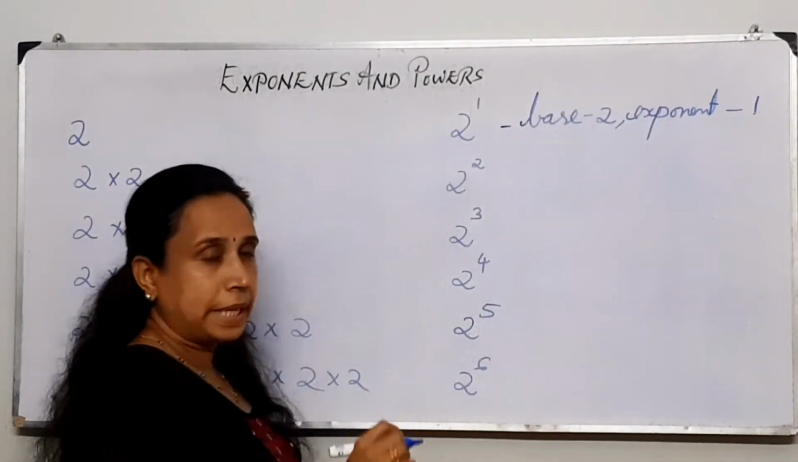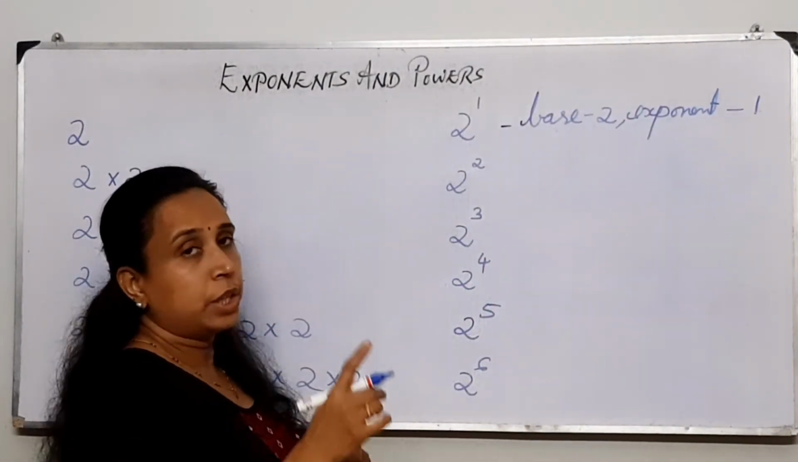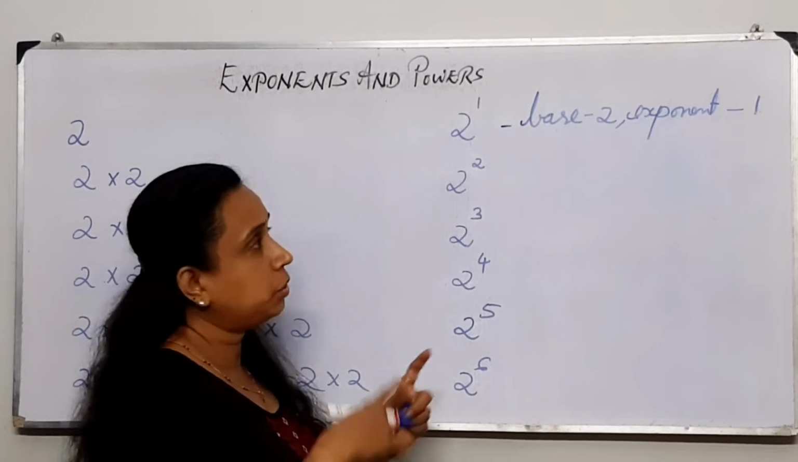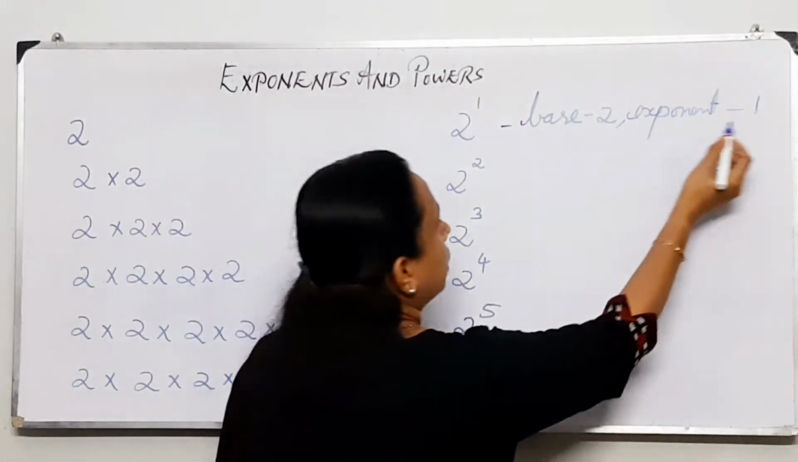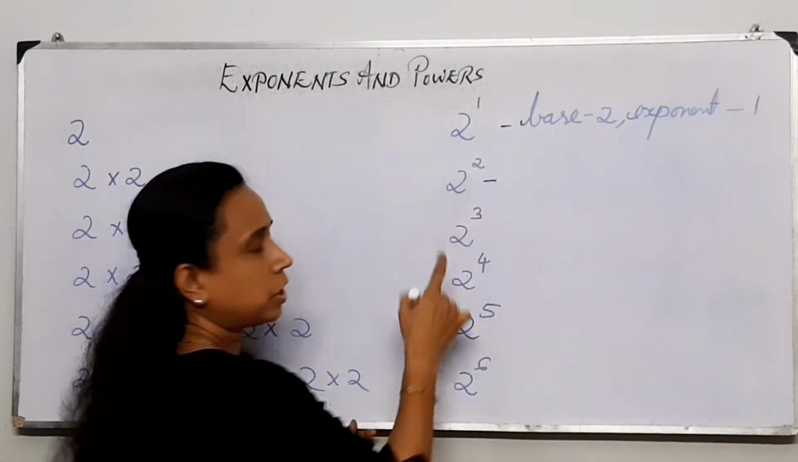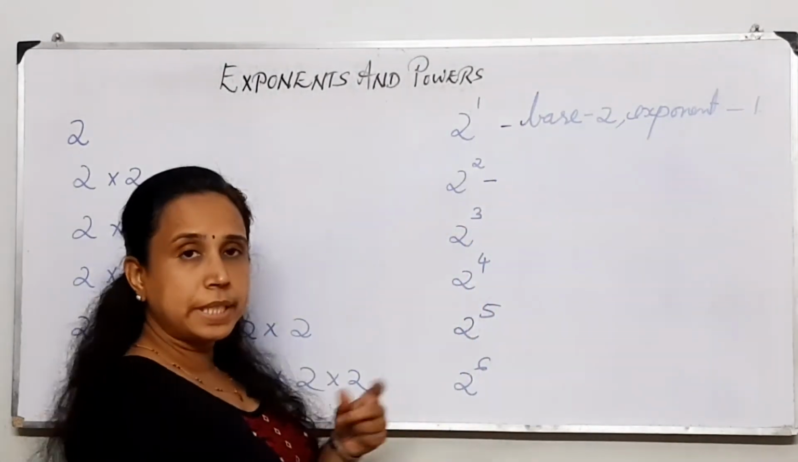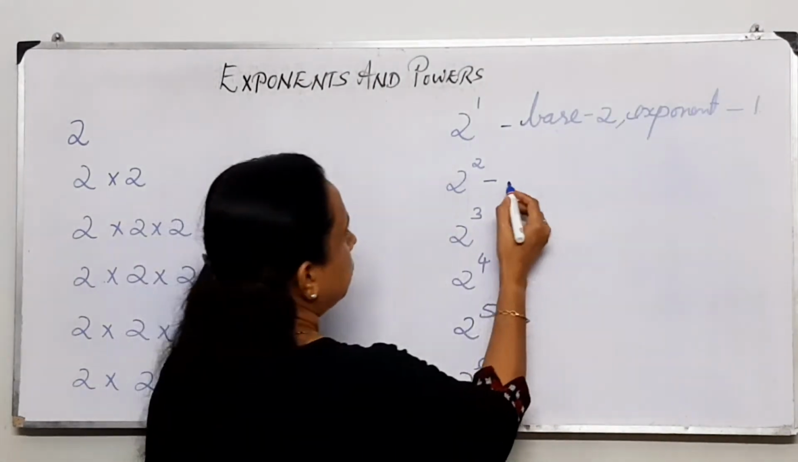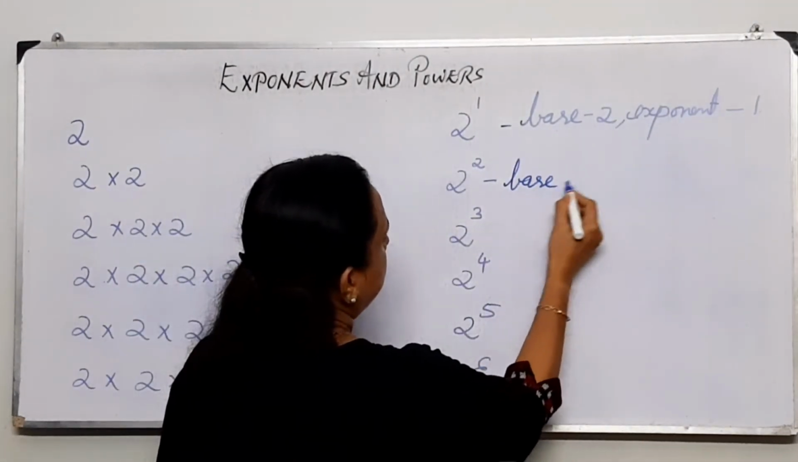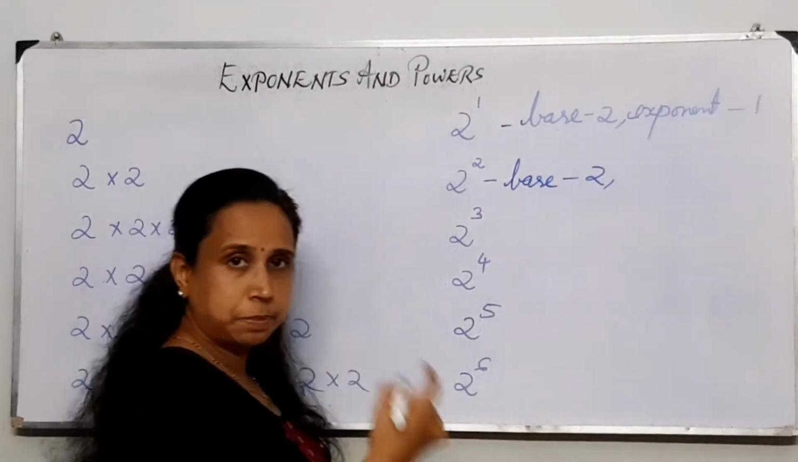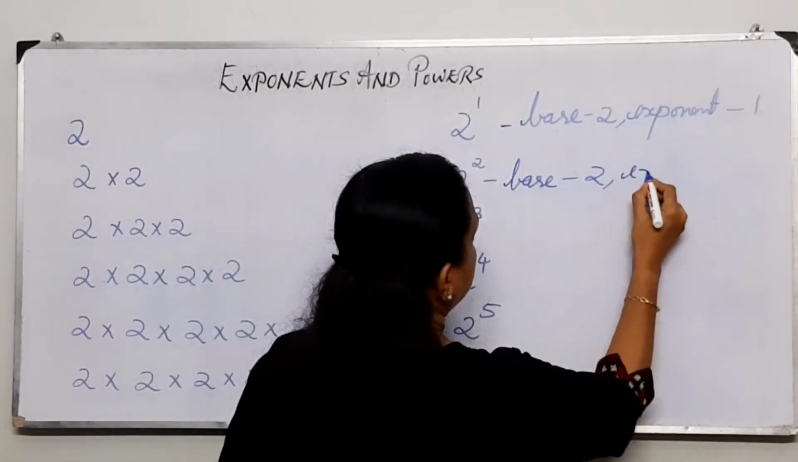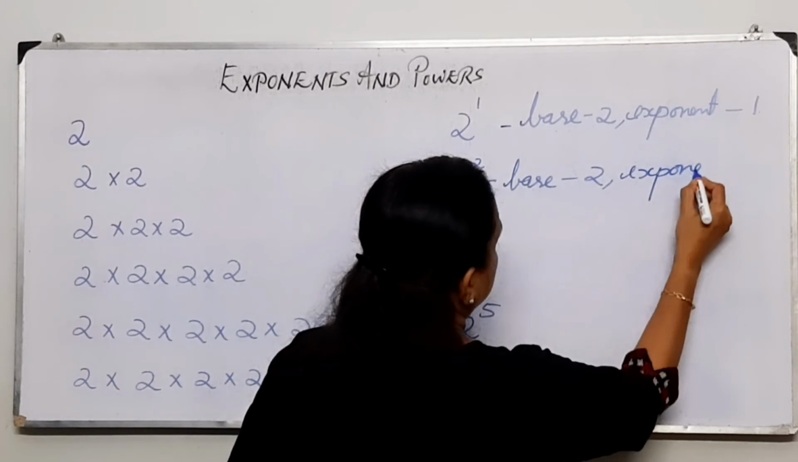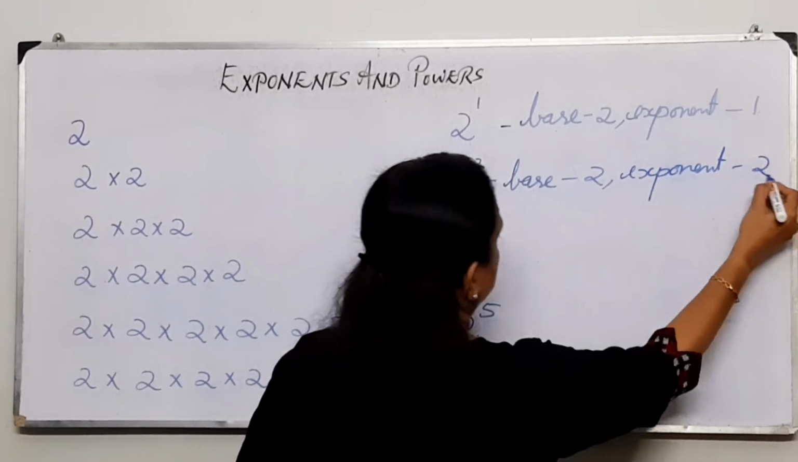So base is 2 and the exponent is 1. 2 is multiplied by itself, so 2 is the base. How many times is it multiplied? One time. So the exponent is 1. Here 2 raised to the power 2. Which number is multiplied? 2. So the base is 2, and what is the exponent? 2 is repeating 2 times, so the exponent is 2.